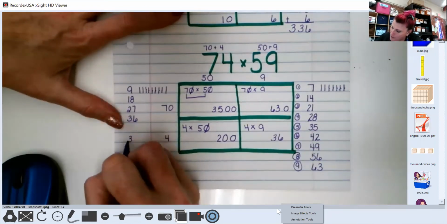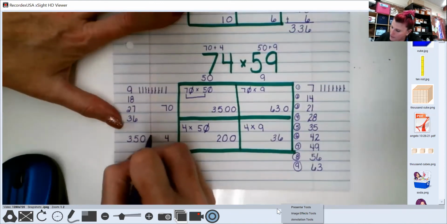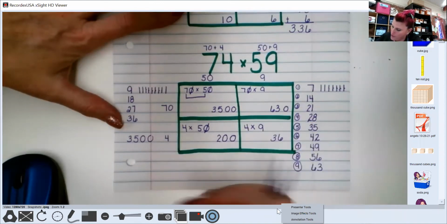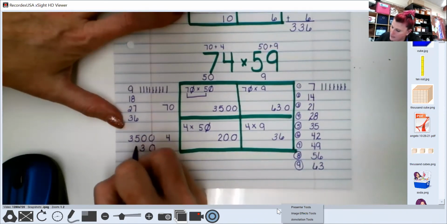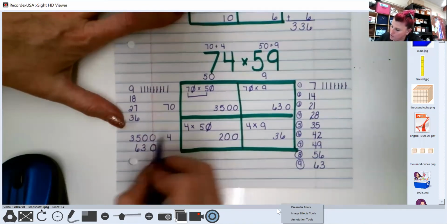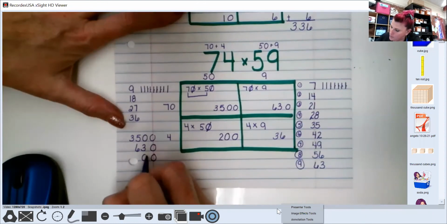So I have 3,500. This is 630. So I'm going to put my 0 in the ones place, my 3 in the tens, and my 6 in the hundreds. This is 200, and this is 36.